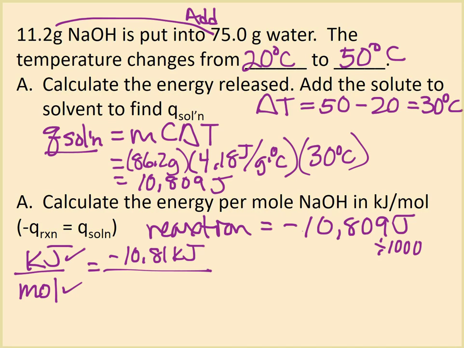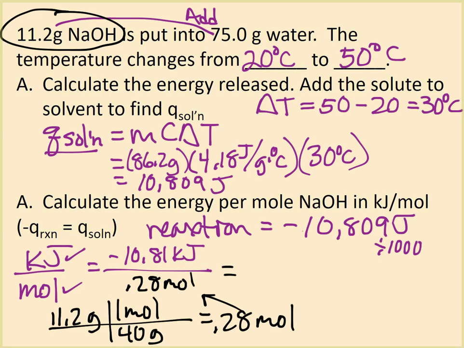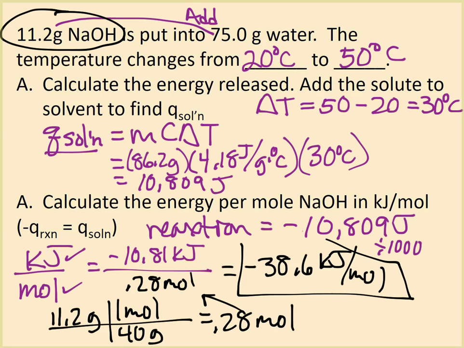And then my moles, because it's the reaction, not the solution anymore, I'm going to use that 11.2 grams. So when I'm doing the solution, I use them both together. But whenever I'm talking about the reaction, you're doing just the chemical. The molar mass is 40 grams in 1 mole. I get that from the periodic table. And when I divide this, I get 0.28 moles, which goes up here. And when I divide this out, I get a negative 38.6 kilojoules per mole.